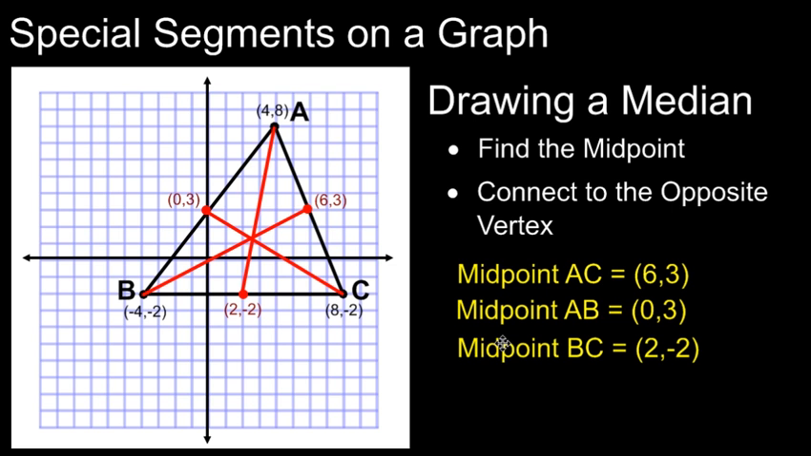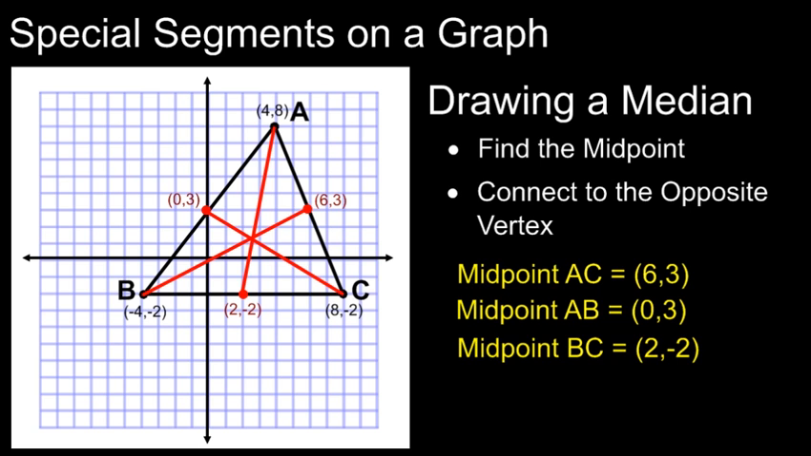Quick review question: where all the medians intersect, what do we call that? We just found a centroid. That is how we find the location of a centroid on a triangle. We find the three medians, and where they intersect is our centroid. It looks like it's somewhere between 3 and maybe about 1.5.